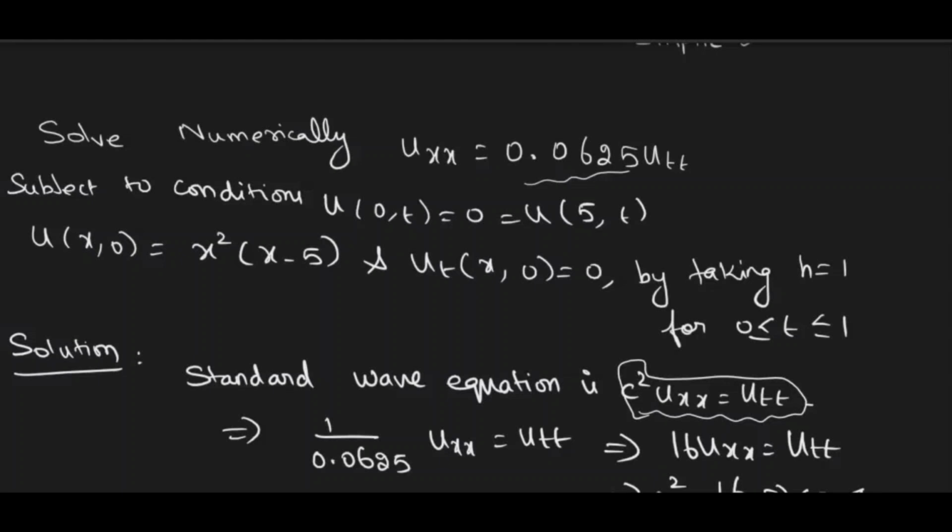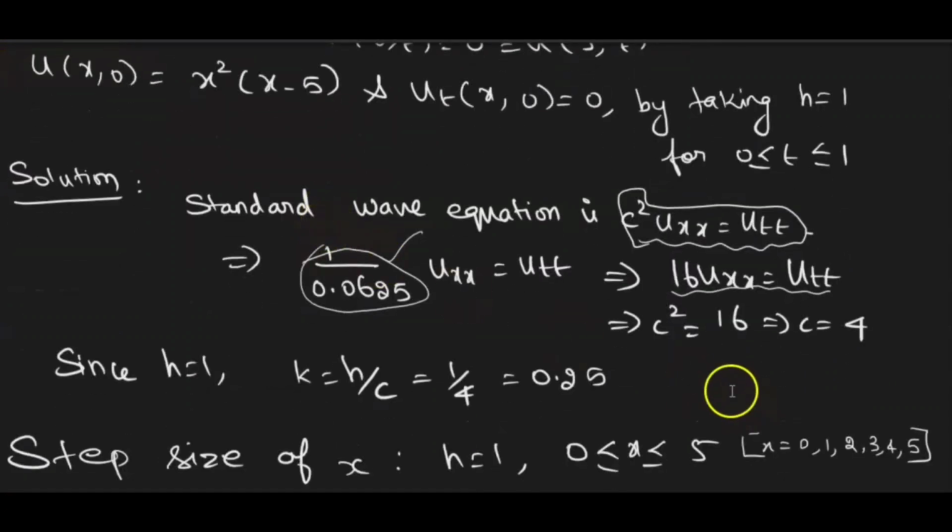So what they have given is nothing but the wave equation. The given equation is in this format, but slightly different because this should come to the other side. If I push this to the other side, I will get 1 by 0.0625 uxx is equal to utt. If you calculate this, you will get 16 uxx is equal to utt. Now this is the standard wave equation. In the place of c square we have 16, therefore c is 4.